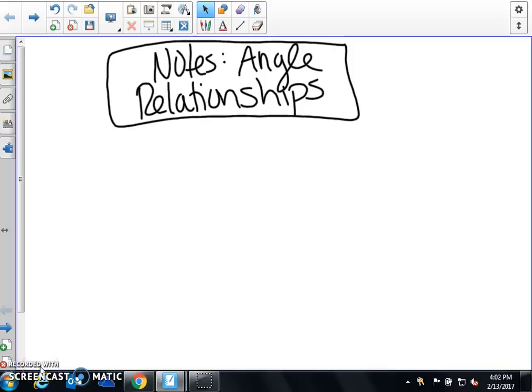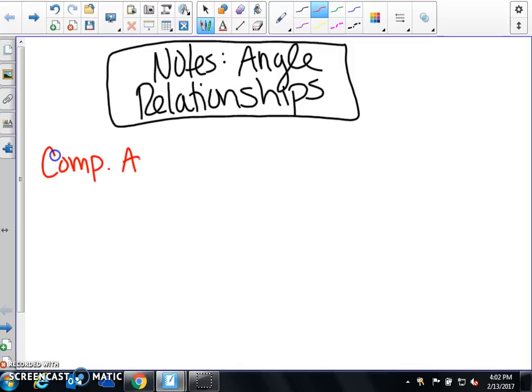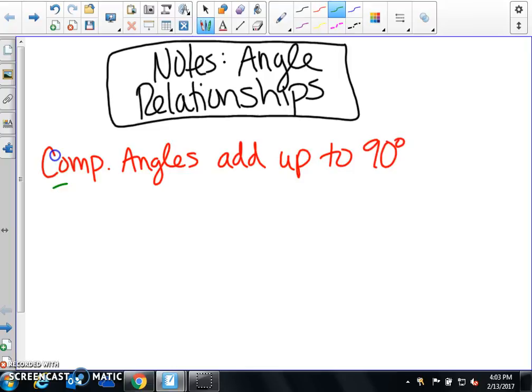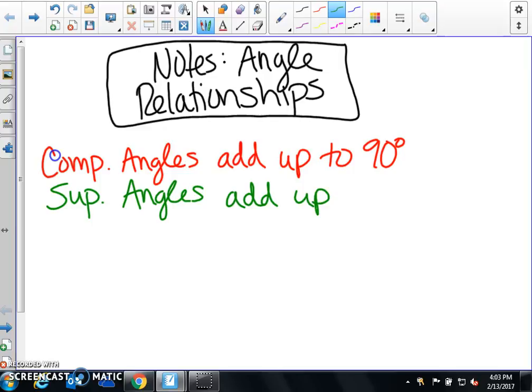Okay, so we're going to talk about angle relationships today. In general, in terms of your foldable, we're going to talk about complementary angles, which add up to 90 degrees. And yes, you are writing this. Supplementary angles, which add up to 180 degrees. And so that's a biggie. Remember, the C stands for corner, which is 90 degrees. The S is supplementary, which stands for straight.